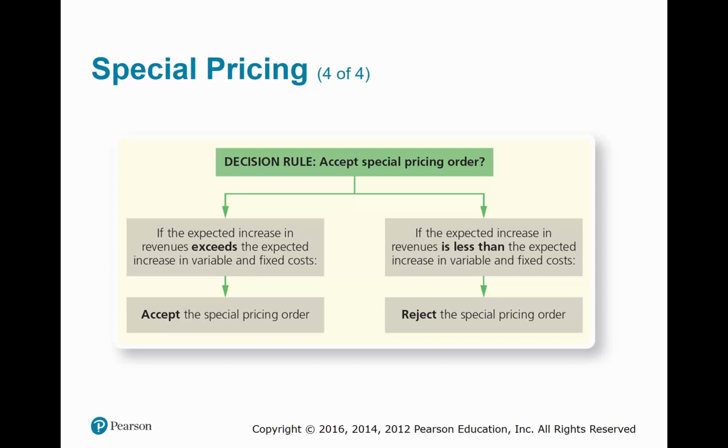So here's their flow chart. If the expected increase in revenues exceeds the expected increase in variable and fixed costs, you accept it. And if it's less than that, you reject it. So if it's going to make you money, you do it. If it's not going to make you money, you don't.